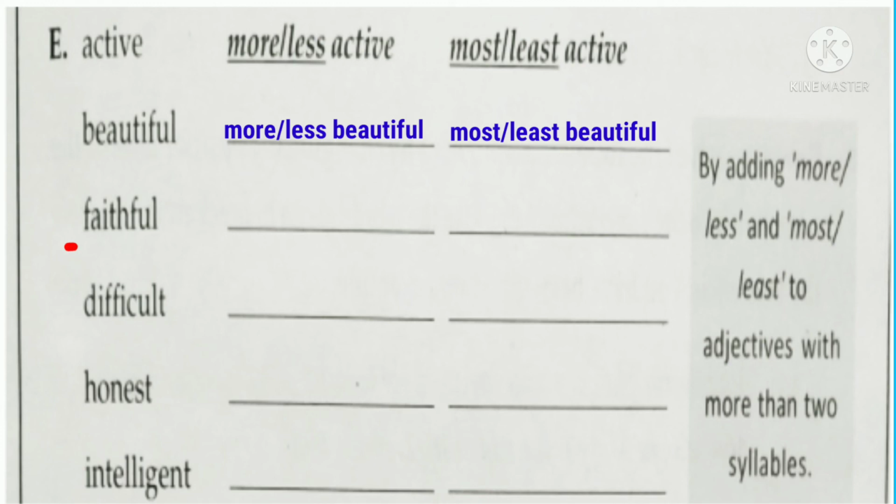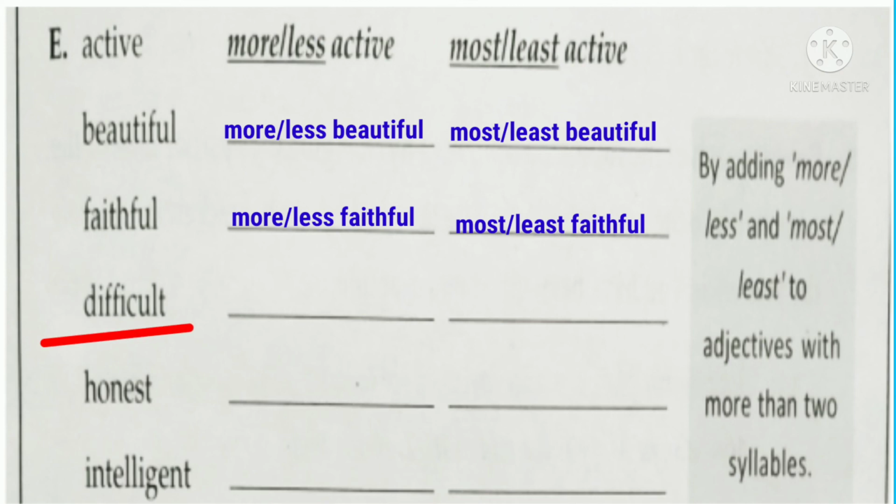The next is faithful. So the adjective faithful has two syllables, that is faithful. So the comparative degree of the adjective faithful will be more or less faithful, and the superlative degree will be most or least faithful. The next one is difficult, and the comparative degree of the adjective difficult will be more or less difficult, and the superlative degree will be most or least difficult.